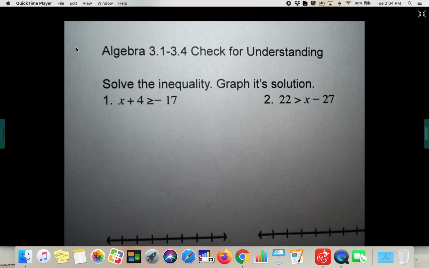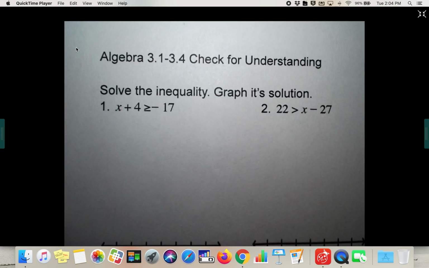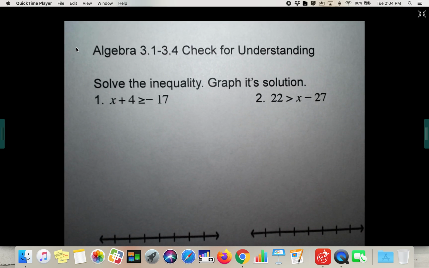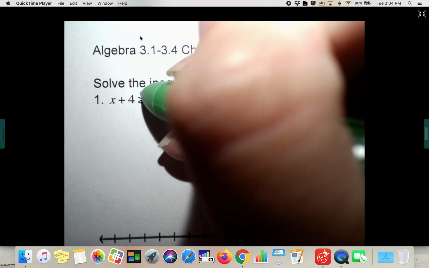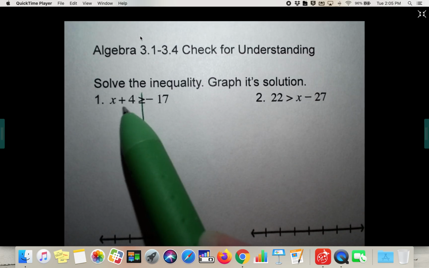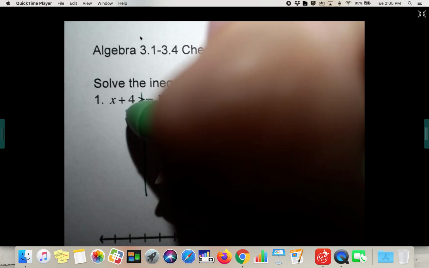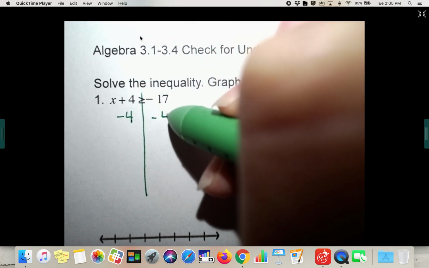All right, you have a quiz coming up in algebra over 3.1 through 3.4, which is all inequalities. So this is your check for understanding kind of practice test. So number one, since x is adding 4, you're going to subtract 4 from both sides.